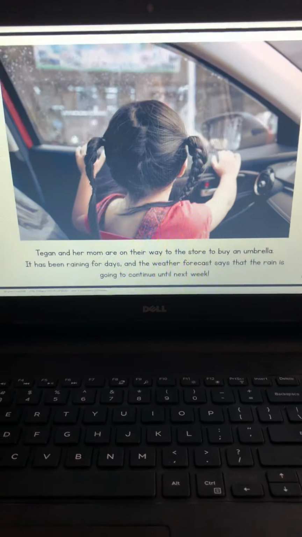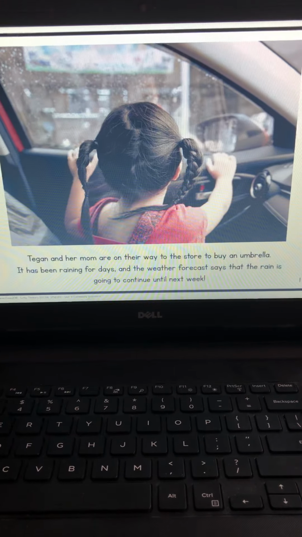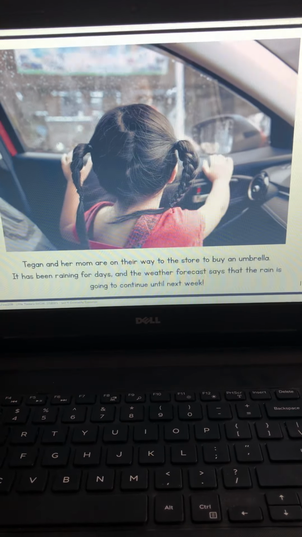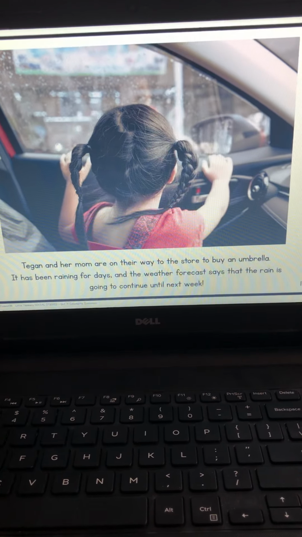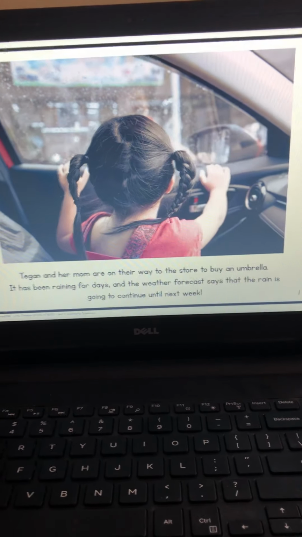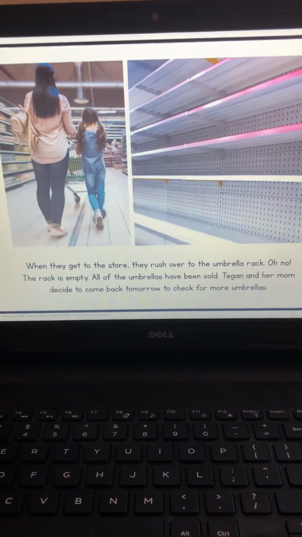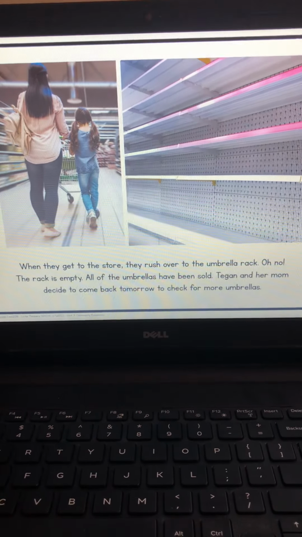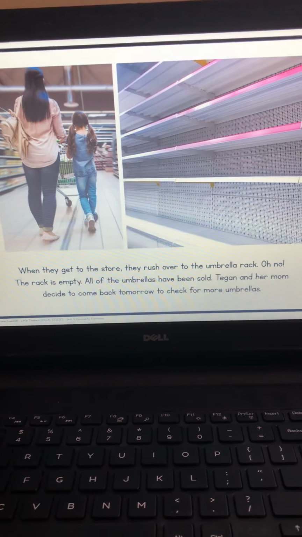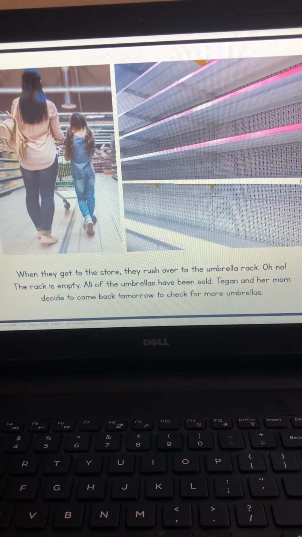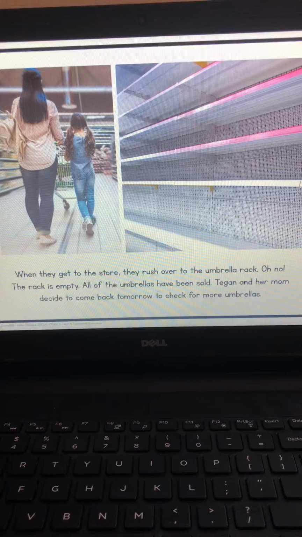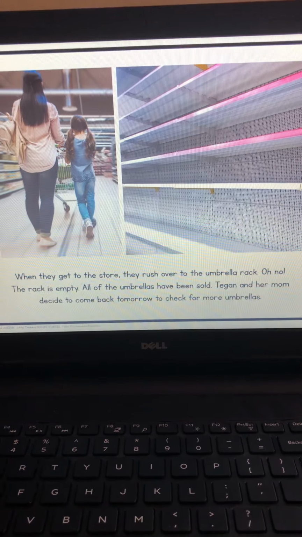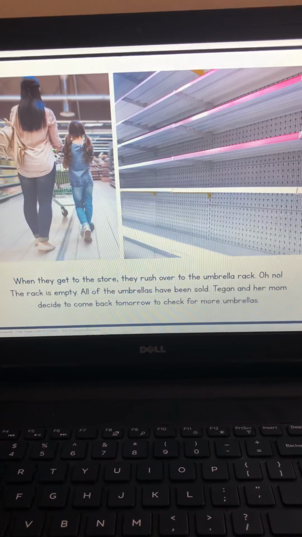So Tegan and her mom are on the way to the store to buy an umbrella. It's been raining for days, and the weather forecast says that the rain is going to continue until next week. When they get to the store, they rush over to the umbrella rack. Oh no, the rack's empty. All the umbrellas have been sold. Tegan and her mom decide to come back tomorrow to check if there's more umbrellas.